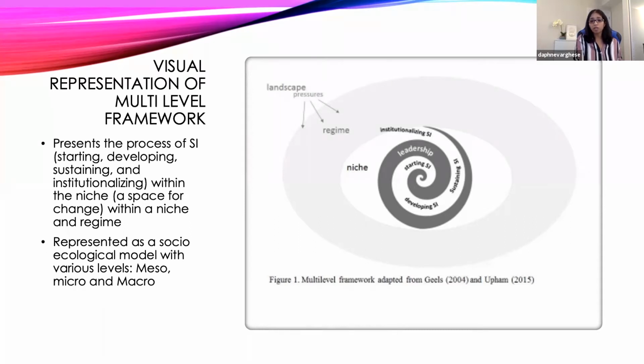This broader project also incorporates leadership processes that are running parallel to the processes, and it will be a type of topic that will be discussed in another presentation.